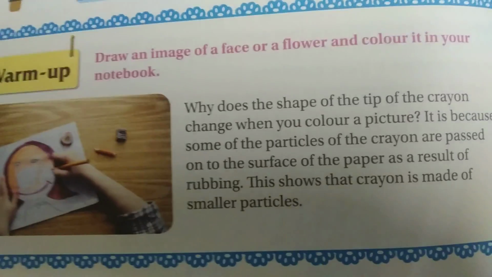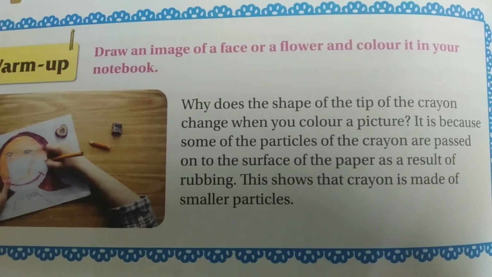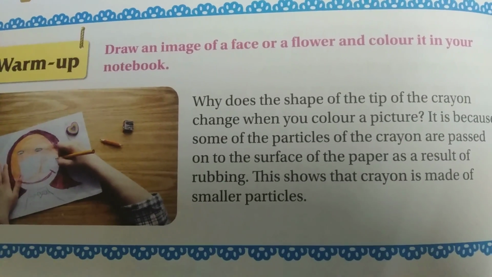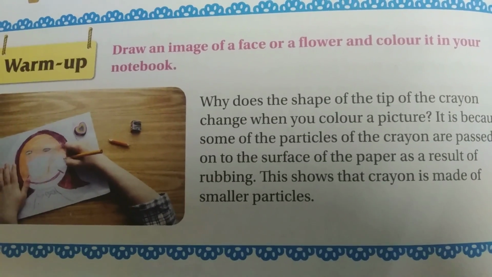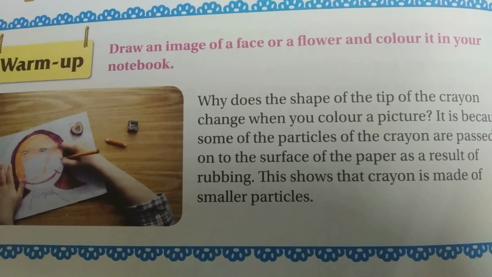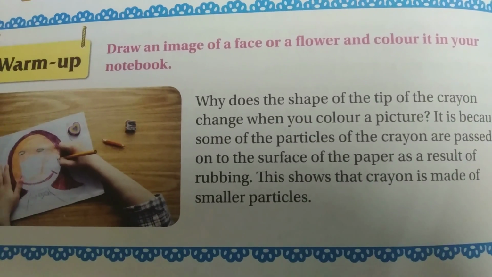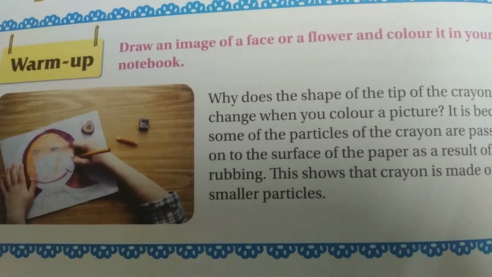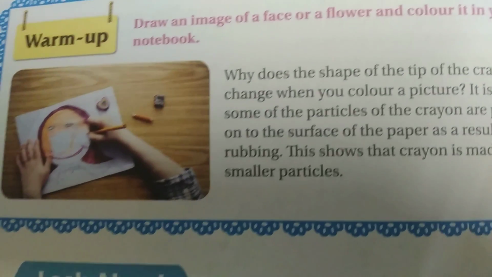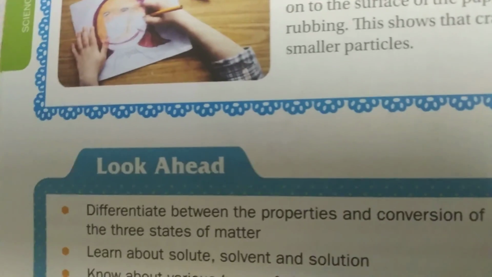So while you use the crayon, its tip will change, and again you will use the sharpener to get a tip, isn't it? Because you are leaving particles of the crayon onto the surface of the paper. So this result shows that the crayon is made of small particles. But you can't see those particles, isn't it? So today we are going to learn to differentiate between the properties and arrangement of the three states of matter.